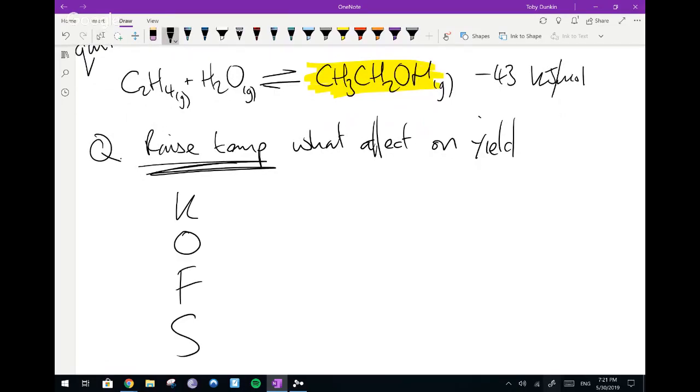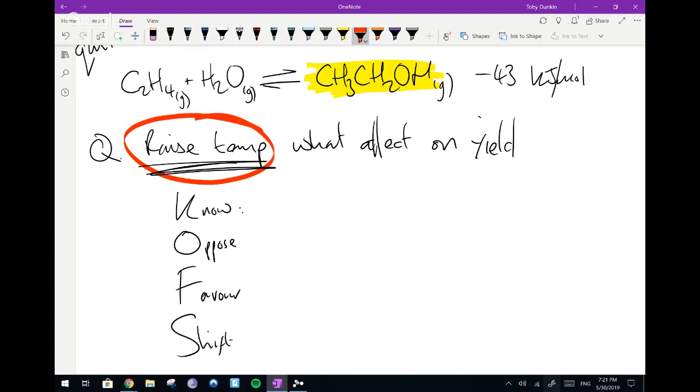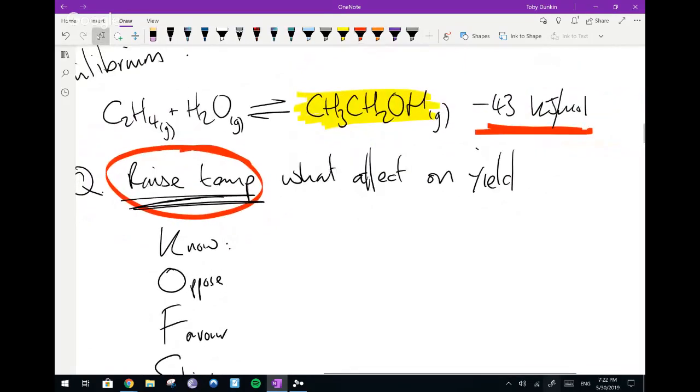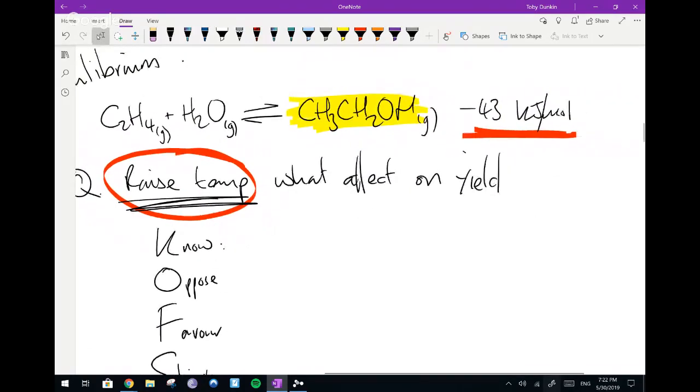Now, COFS is just my method of teaching this and giving you a process. The K stands for knowledge, O stands for oppose, F stands for favors, and S stands for shift. So what's the knowledge here? Well, if you raise the temperature, the bit of knowledge is about the exo-endo. Decrease as equilibrium shifts because the forward reaction is exothermic. Correct, spot on. Yeah, lower yield of product.